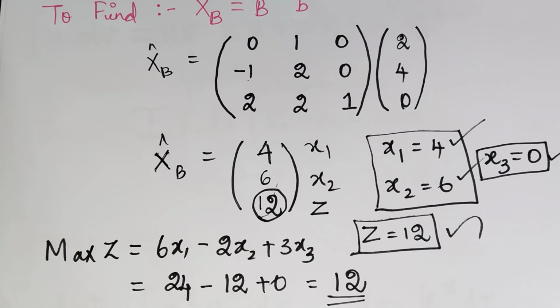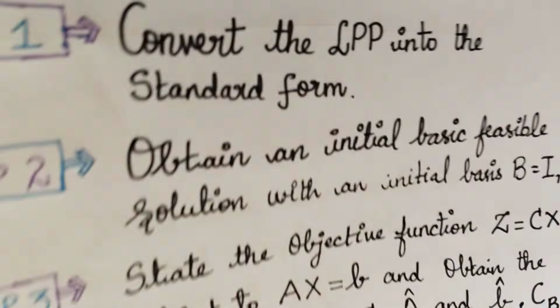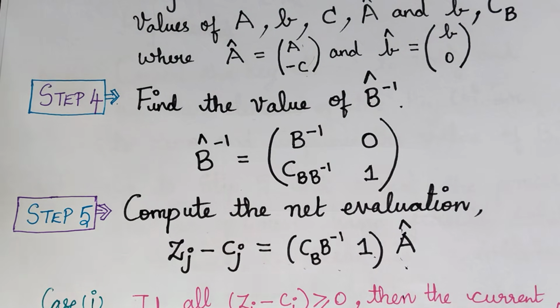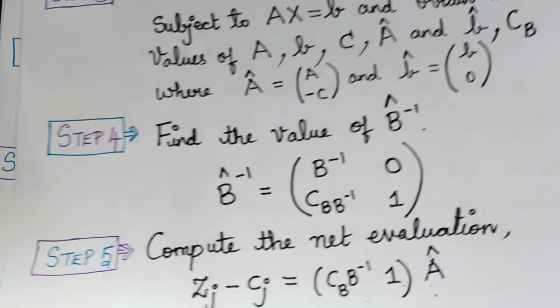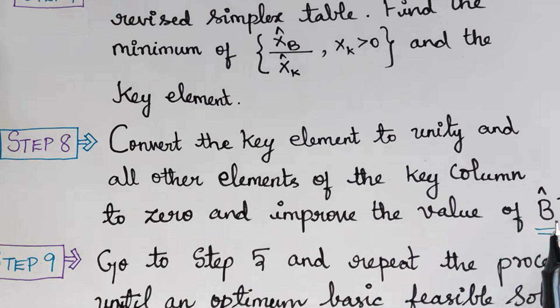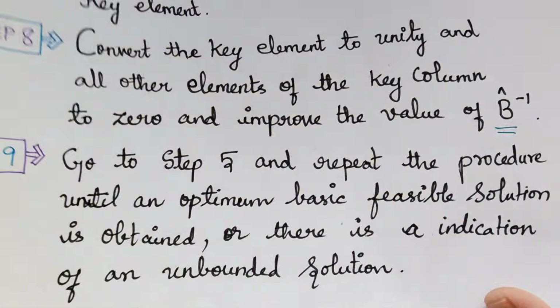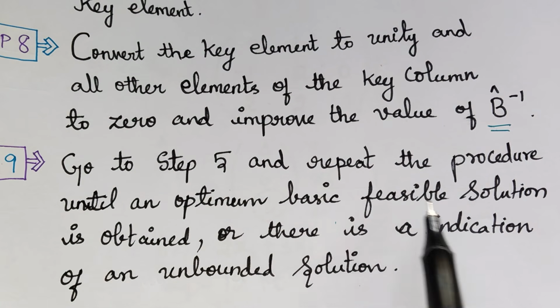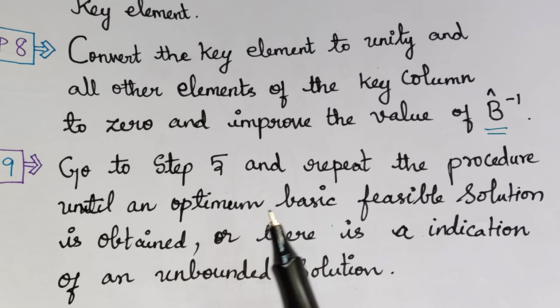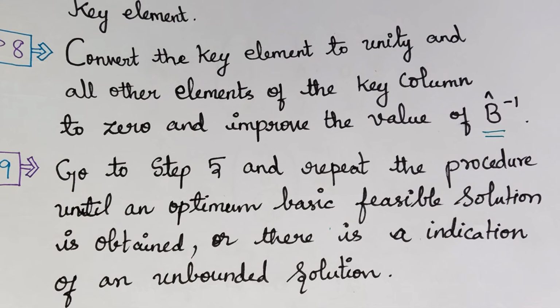So I hope you would have understood revised simplex method, and these are the computational procedure. So go through it patiently, and step 5 is recursive. So after finding a B cap inverse, we have to recurse and we have to find step 5, repeating this procedure until we attain an optimum basic feasible solution.